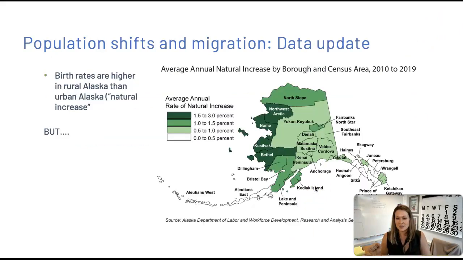Data update. Since 2008, what has happened in rural Alaska? Birth rates are higher in rural Alaska than they are in urban Alaska. This chart shows you the rate of natural increase, which is just a fancy way of saying births and deaths. So not looking at migration, moving in and out of the region, just how many people are being born there versus how many people are passing away. And you can see that, again, western rural Alaska has a higher rate of natural increase, so more births relative to deaths, than most of the rest of Alaska.